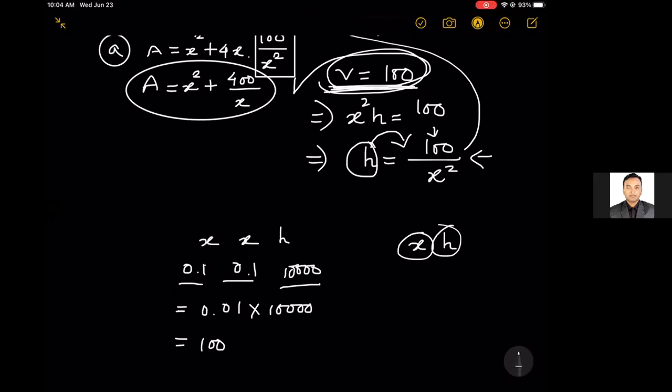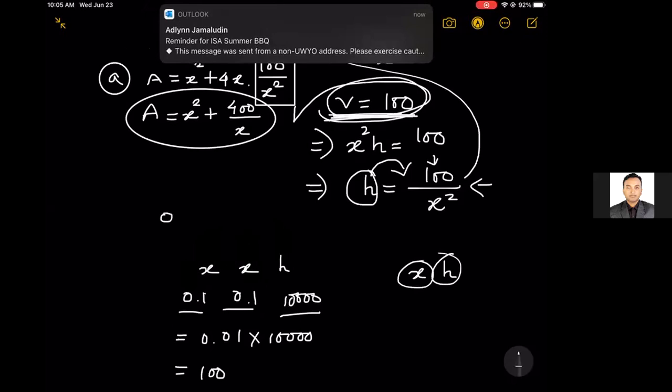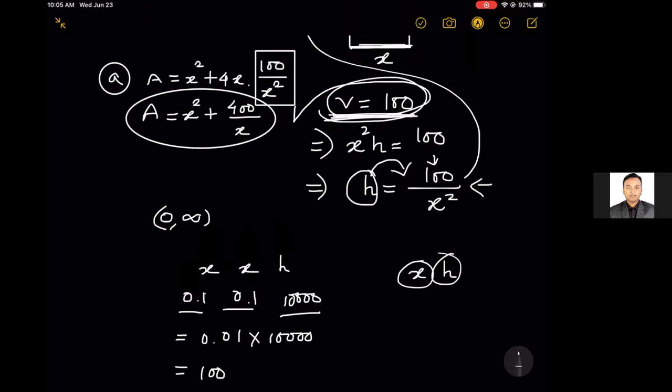So that means the volume or the dimensions could be anything. So the interval of interest could be anything from 0 to infinity. Okay. It doesn't necessarily mean that it has to be within 100. Does it make sense? Take your time again. Does it make sense? Do you agree when I say that this height could be 10,000?